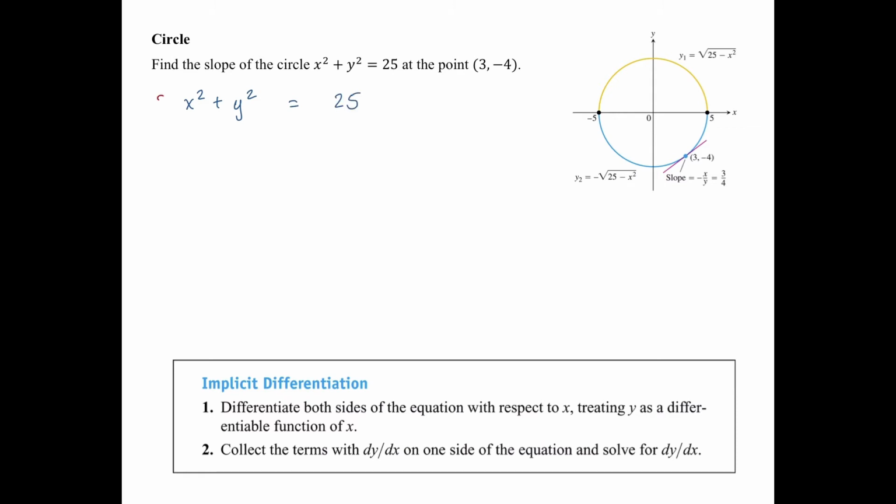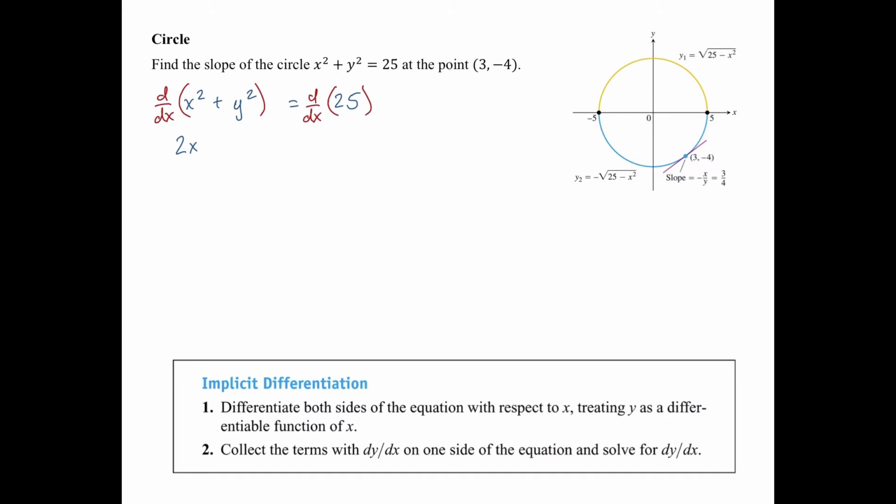When we take the derivative of the left-hand side, don't forget we have to also take the derivative of the right-hand side. So the derivative of x squared, and x is the variable we're respecting, is just 2 times x.